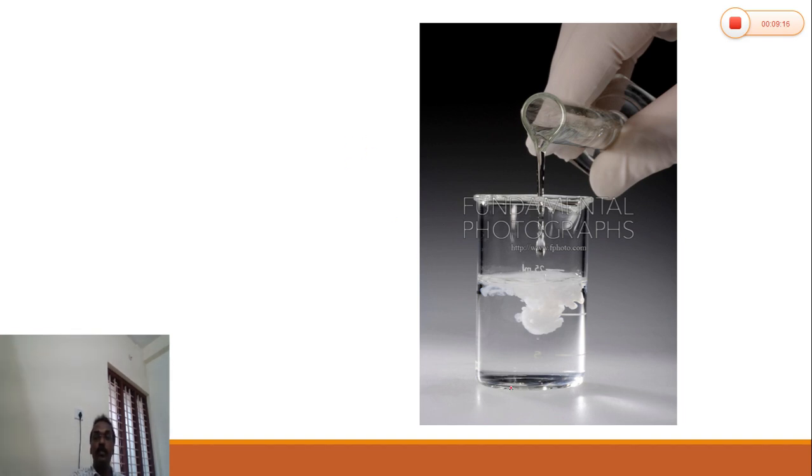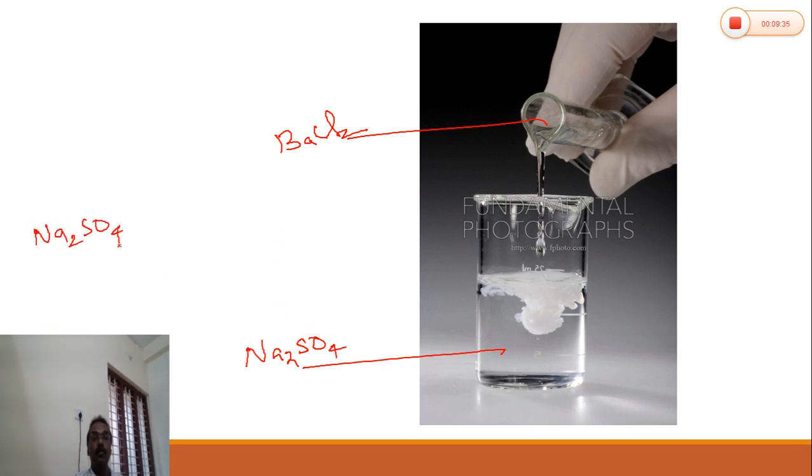Now this is a diagram showing sodium sulfate, Na2SO4, and barium chloride, BaCl2. When barium chloride and sodium sulfate solutions, both colorless, are mixed, sodium and barium exchange, and then we get barium sulfate plus NaCl. This is a precipitate.